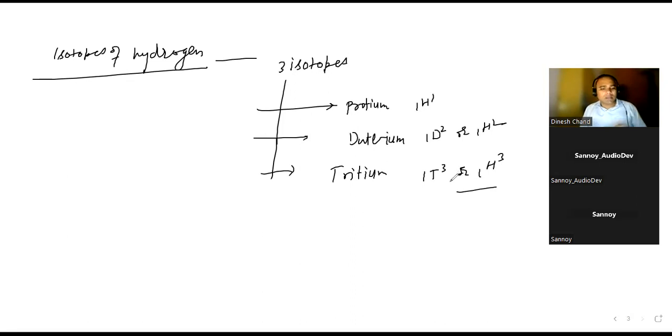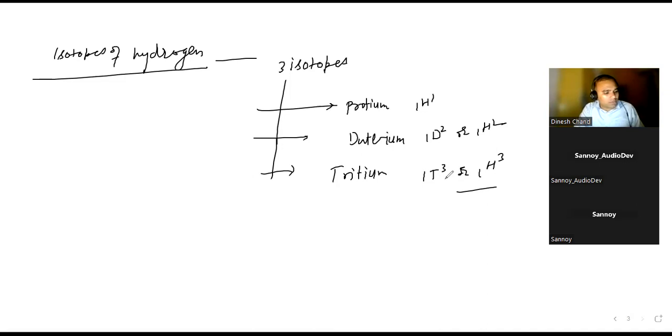The question is, in which isotope of hydrogen is there no neutron? Can you please tell me? Sir, protium. In protium, there is no neutron.